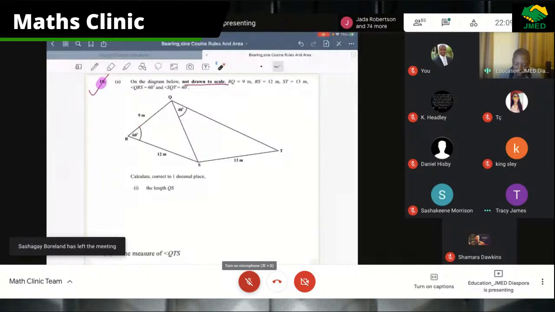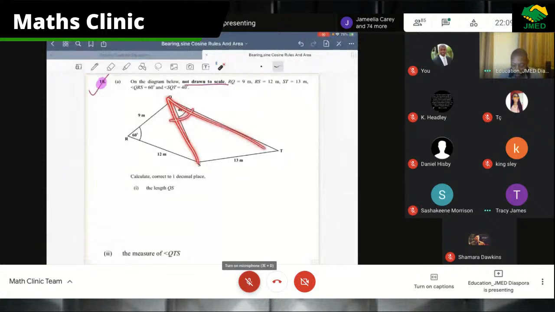And SQT is 40 degrees. So that's that angle there. It says calculate, correct to 1 decimal place, the length of QS. In this case, the information wasn't hidden up there, so they placed everything on the diagram. So QS is what we want to find, which is this distance here. Now, if you check what's given, we realize that there's no pair. Yes, there's no pair given.